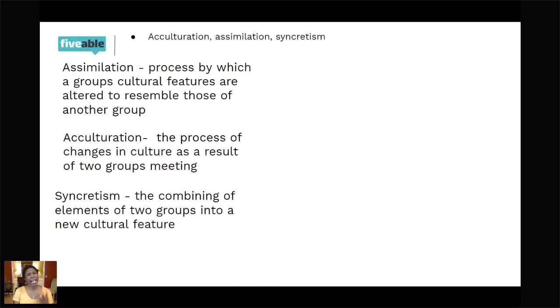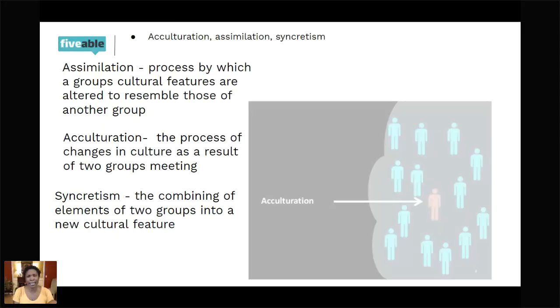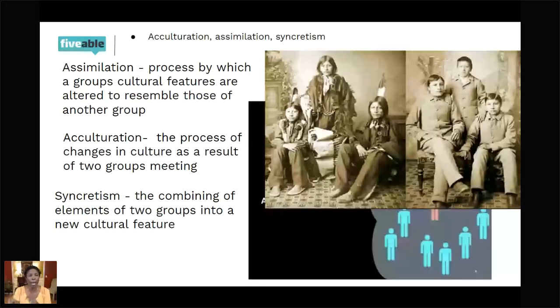So, all right, next, when we're talking about culture, we can't talk about culture without speaking about acculturation, assimilation, syncretism. So I have here, again, you probably have that understanding that assimilation is the process by which a group's cultural features are altered to resemble those of another group. And I thought that this was such a great visual when we think about our Native American populations, and we think about the fact that when settlers started coming over, they wanted them to assimilate, because that would be an easy way of helping to control the group of folks.